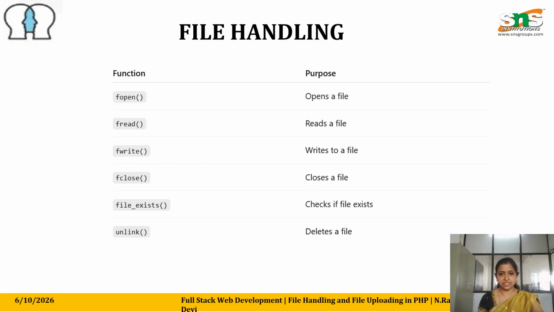A file must be accessed before any operation can be performed. So the function we use is fopen, and also for reading files, we use fread. The data stored inside a file can be viewed and processed by the application. And also fwrite, with which new information can be added or existing content can be modified.